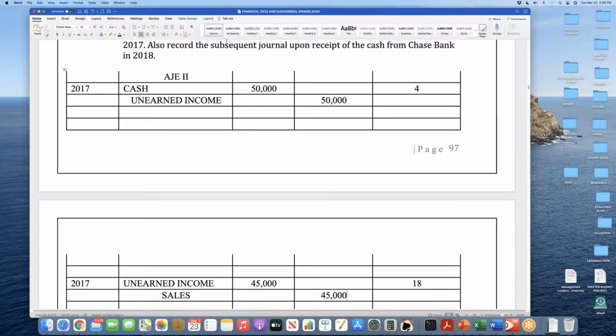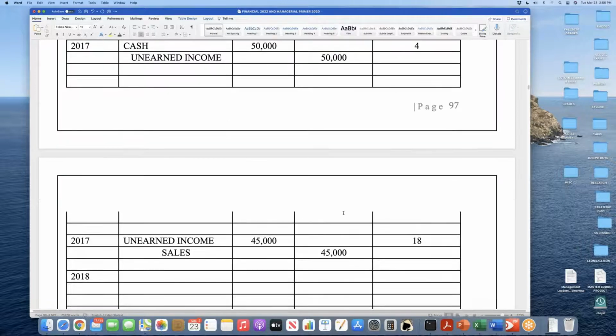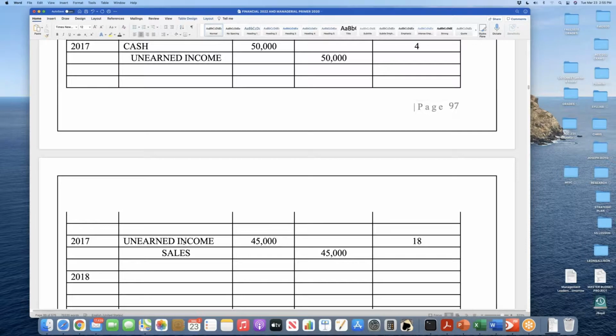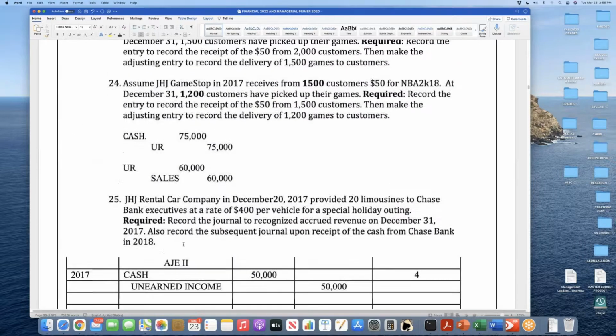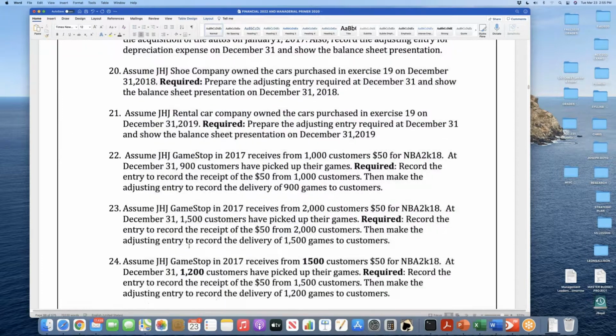So whenever we're doing AJE 2, that's first of all a journal entry 4, where we debit cash and credit unearned income. Then there's a journal entry 18, where we debit unearned income and credit sales. Now you all be ready to work the next one by yourself.